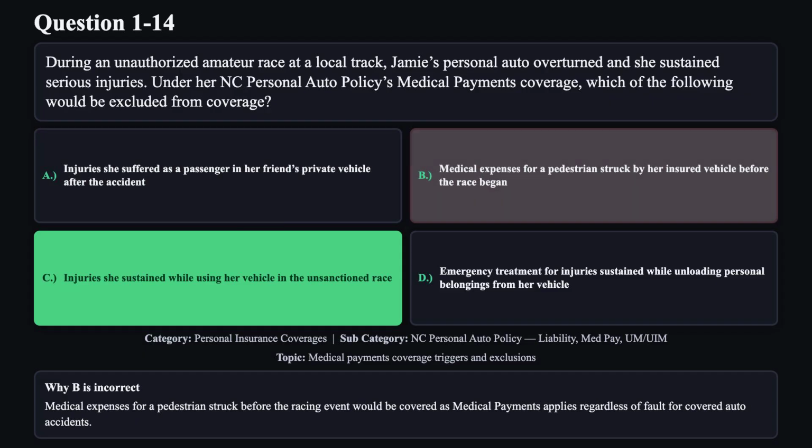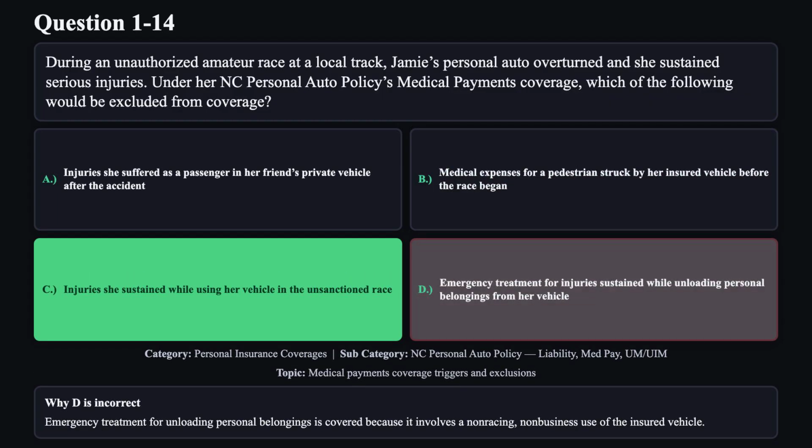Reason B is not correct. Medical expenses for a pedestrian struck before the racing event would be covered, as medical payments applies regardless of fault for covered auto accidents. Reason D is not correct. Emergency treatment for unloading personal belongings is covered because it involves a non-racing, non-business use of the insured vehicle.